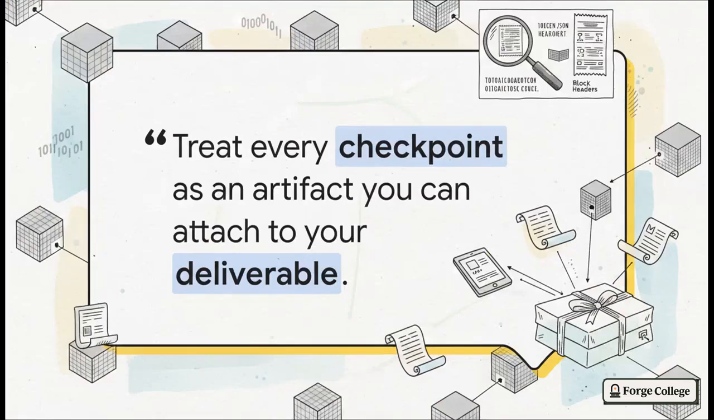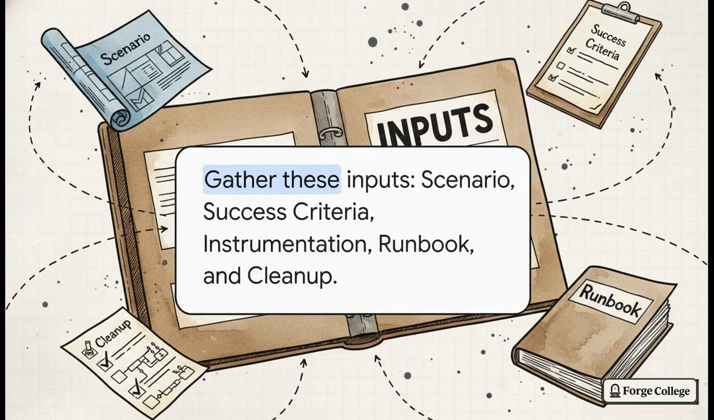The core philosophy of our engineering approach really boils down to this simple mantra. Treat every checkpoint as an artifact you can attach to your deliverable. Subjective claims, they're entirely useless. Only verifiable artifacts matter to reviewers. So when you claim a transaction reached finality, you better be prepared to point directly to the receipt JSON and the block headers.